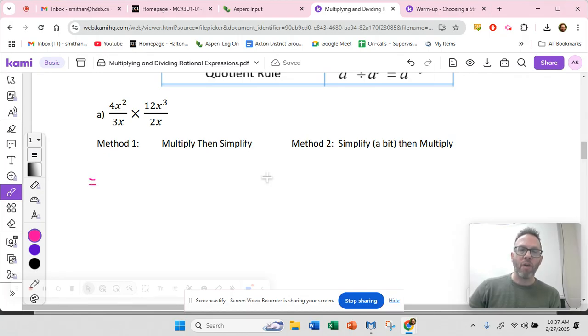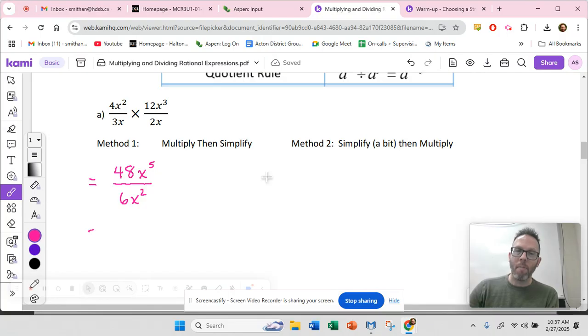So 4 times 12 is 48. X squared times x cubed, you would add the exponents. That's x to the power of 5. And then on the bottom, 3 times 2 is 6. X times x is x squared. So we're just using our skills from our grade 9 math course there. And now we can divide those 2 rational expressions.